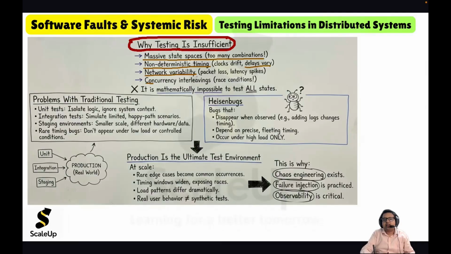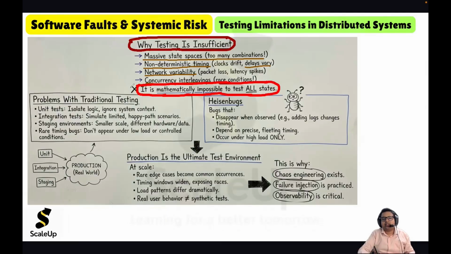Concurrency interleavings, that's the race conditions. We can encounter race conditions in production environments in distributed systems, and we cannot test them either. So in complex distributed systems, it is mathematically impossible to test all states. We cannot test all states. It's mathematically impossible. Now, what is the problem with traditional testing?